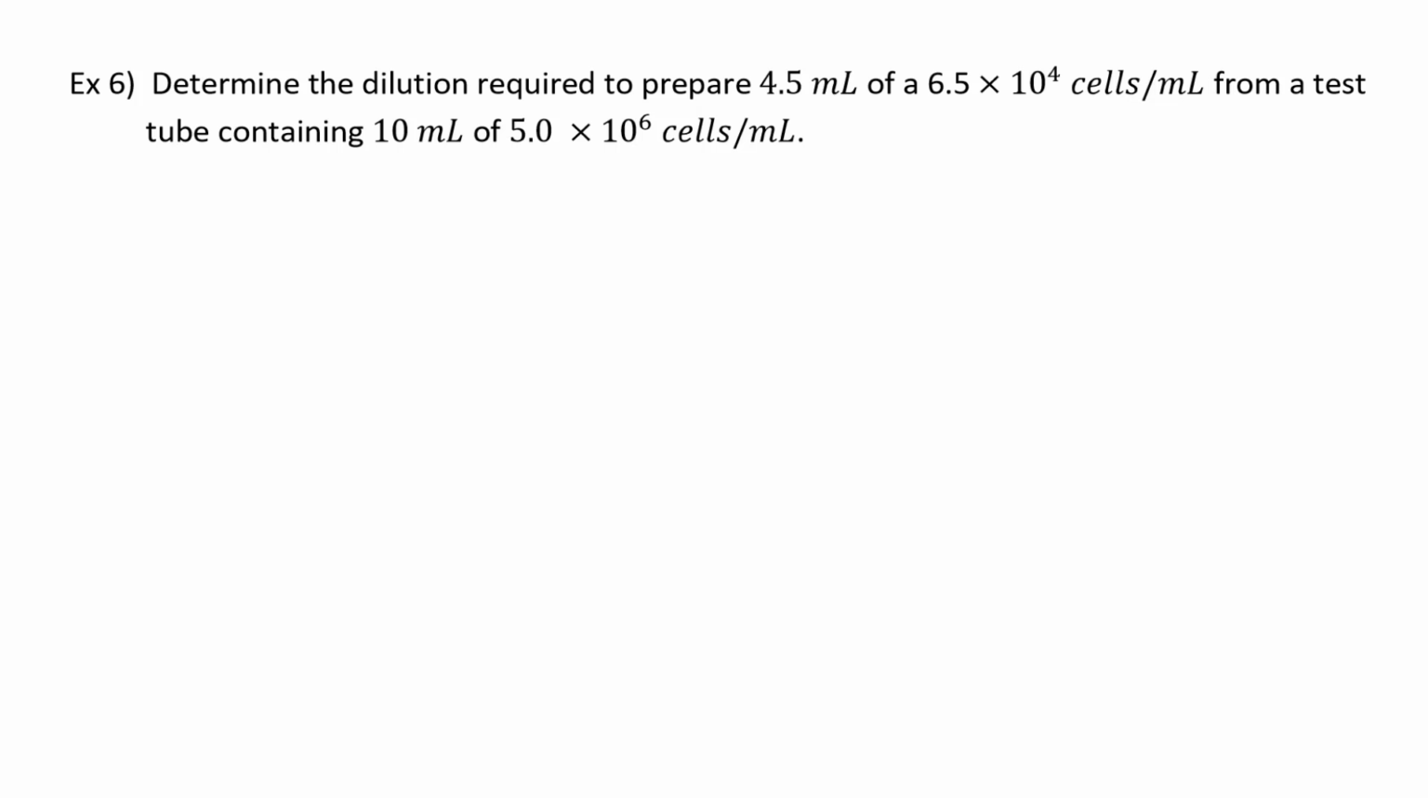So your steps are: do dilutions until you get into the ballpark of where you want the final concentration to be. You want a final concentration of 6.5 times 10 to the 4 cells, so you want to be around times 10 to the 4. Use your dilutions to get there, and then use C1V1 equals CFVF to get that final dilution. Try that now.